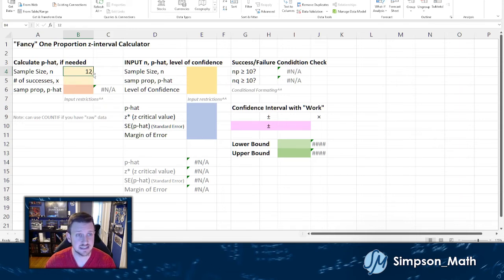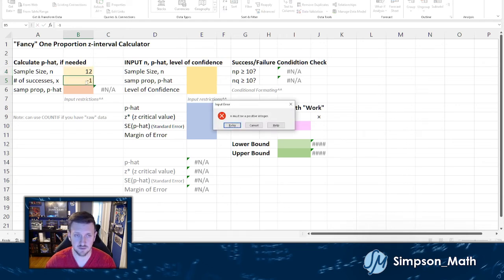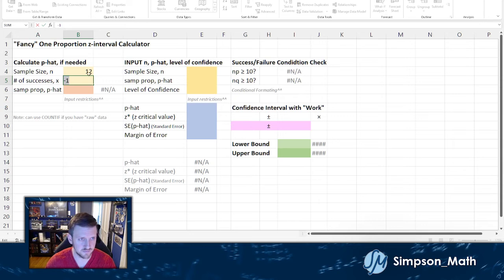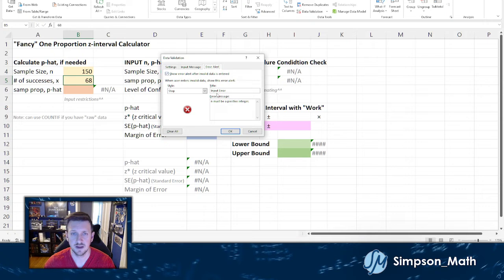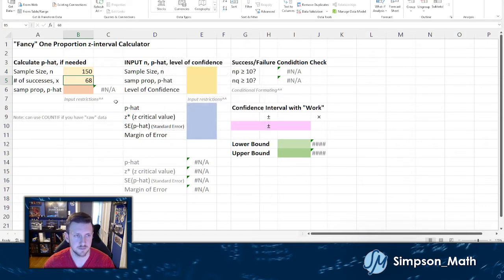Since my number of successes is basically the same thing, I'm just going to fill down, and then it should do the same thing. Plug in -1, it yells at me, but I'm just going to fix this so it doesn't say n, and I'll make it say X. And so what are our values? Let's do 150 and 68. So I will go back to data validation and change my input error to say X must be a positive integer.